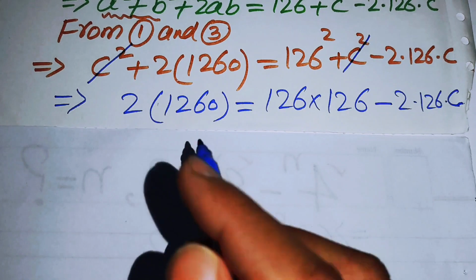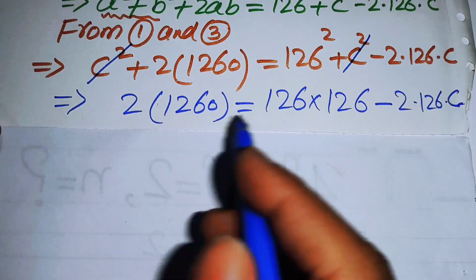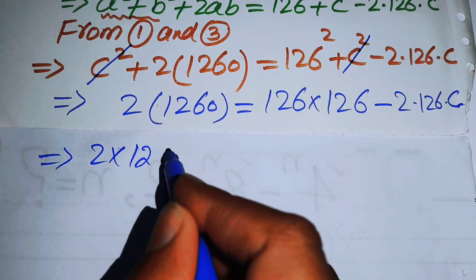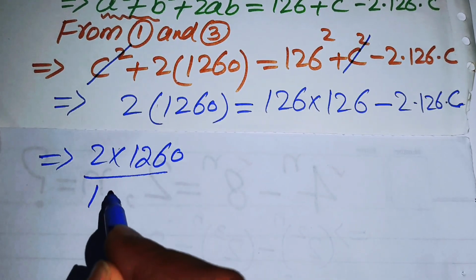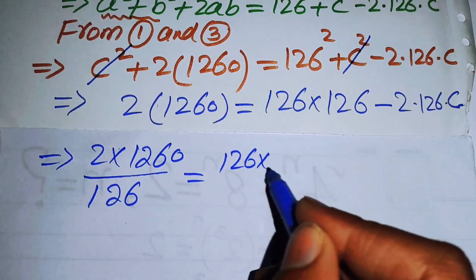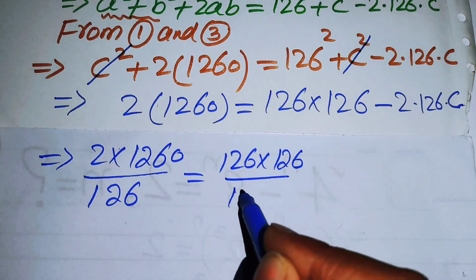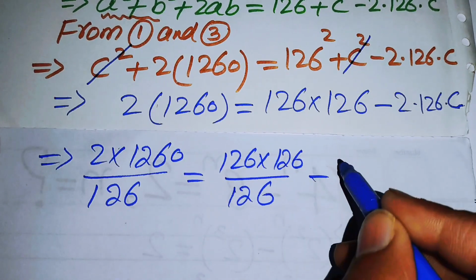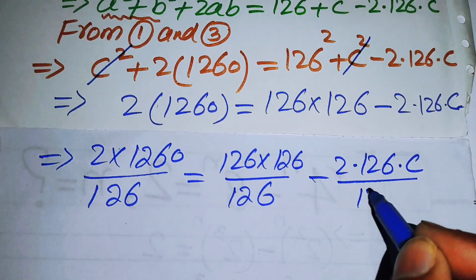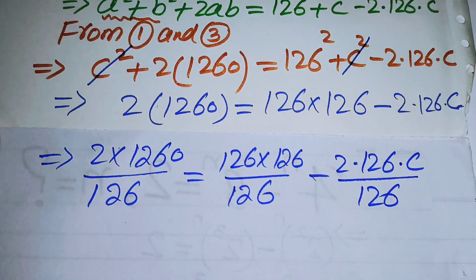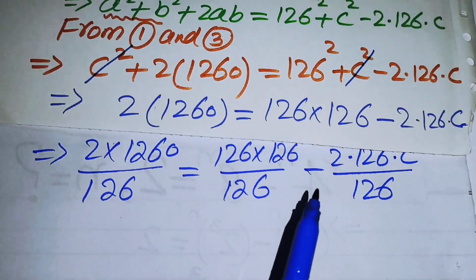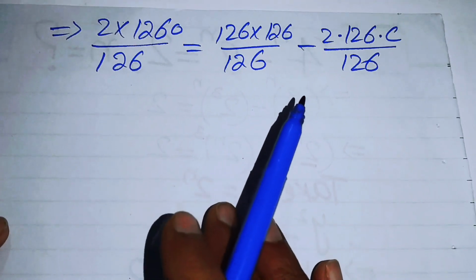So now we divide both of the sides by 126, and it will be written as 2 multiplied by 1260 divided by 126 equals 126 multiplied by 126 divided by 126 minus 2 multiplied by 126 multiplied by c, and it is whole divided by 126. So here we divide both of the sides by 126. And now we simplify this equation.